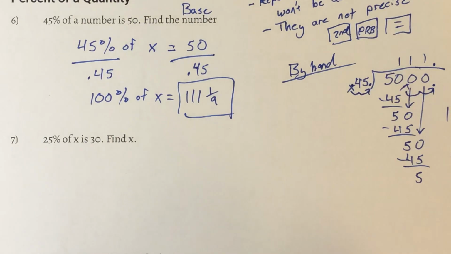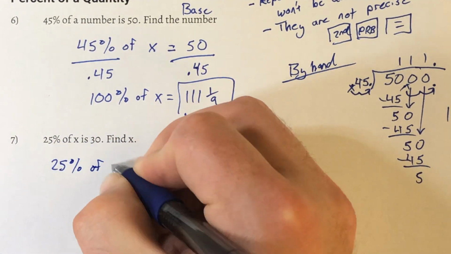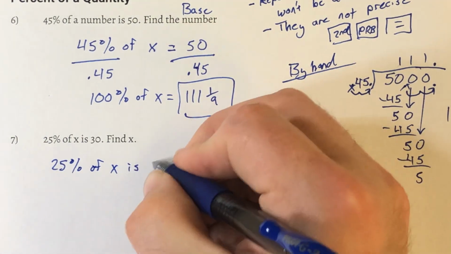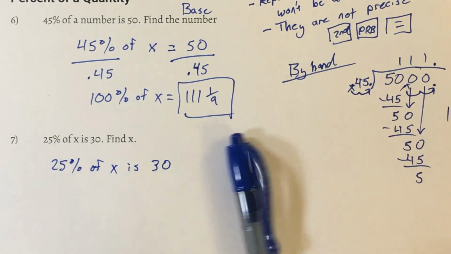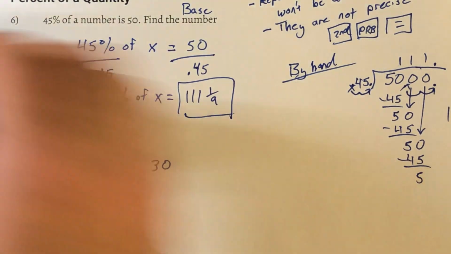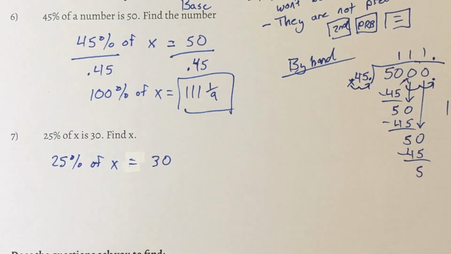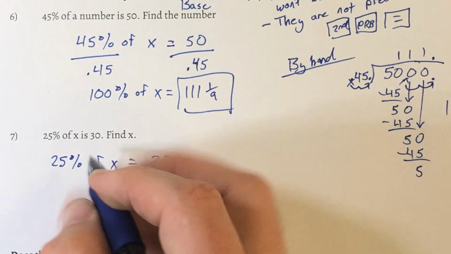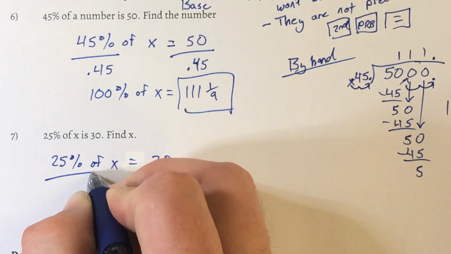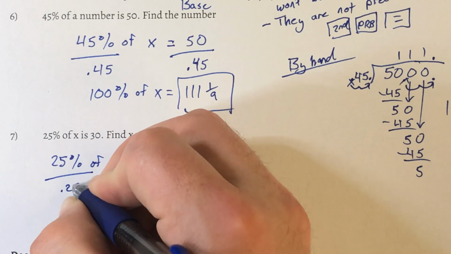All right, let's do it again. You'll notice this is the exact same setup I've been using. So 25% of a number, meaning x, is 30. And instead of writing is, let's just write equals to keep it consistent. All right, we're going to find x. So how do I find a base? Divide by the percent in decimal form. 25% is 0.25 as a decimal.